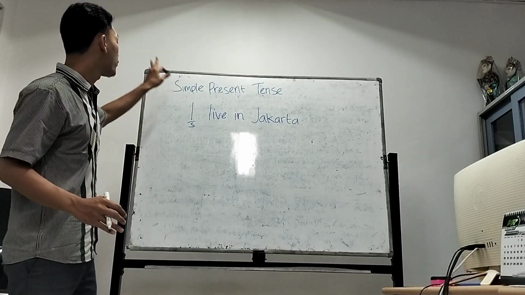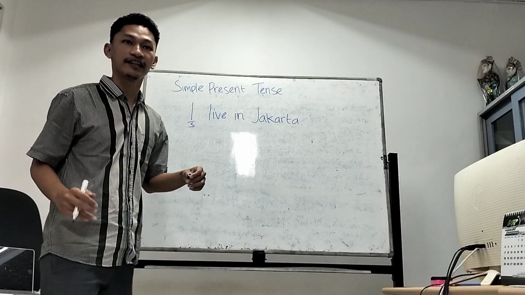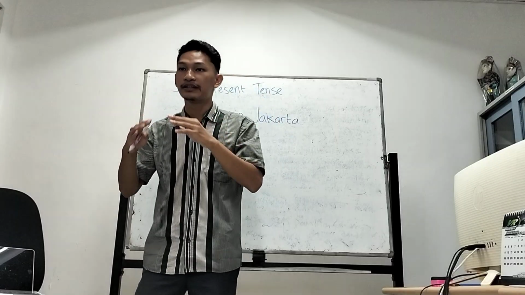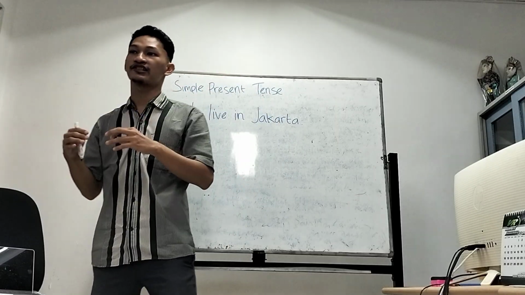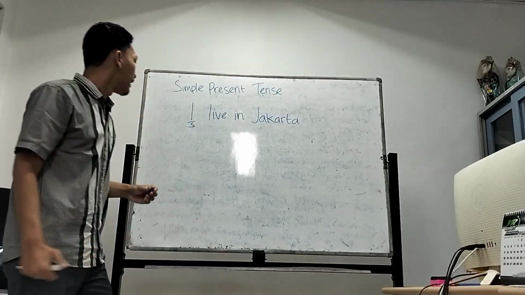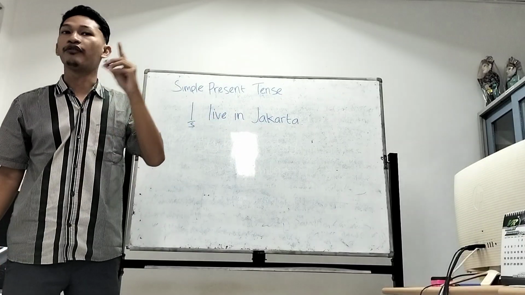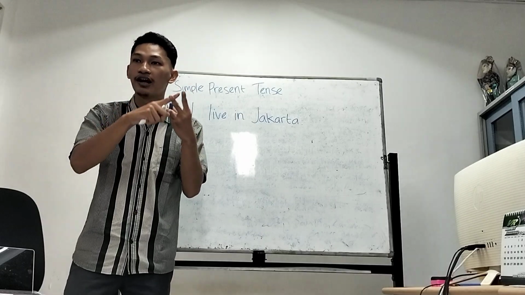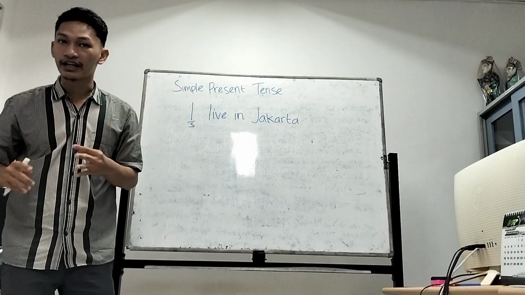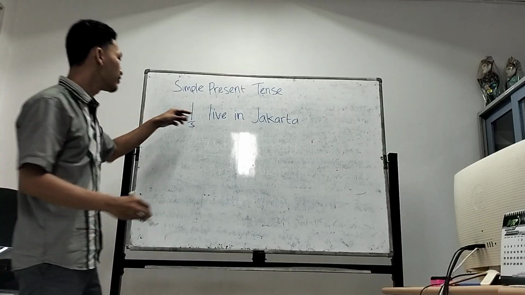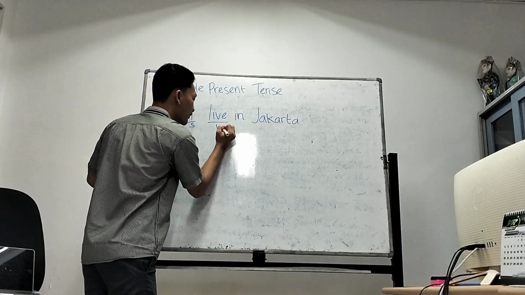Usually when we form simple present tense in a sentence, we use an action verb. An action verb is a verb that describes a real action. So you can see, you can hear, or you can even smell it. And live is one of the examples of action verbs. The others are sleep, jump, eat, drink. All of them are action verbs. In this example, we use live. And this is a verb.